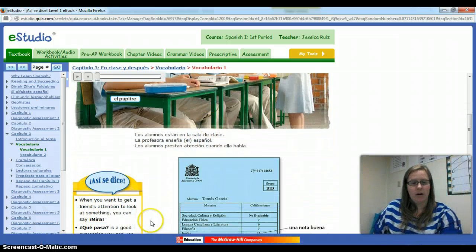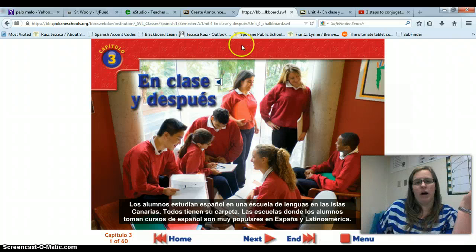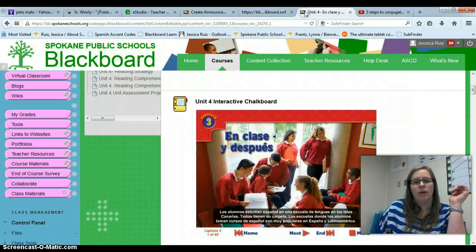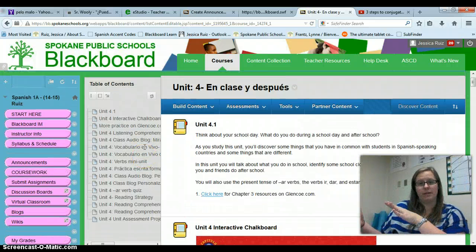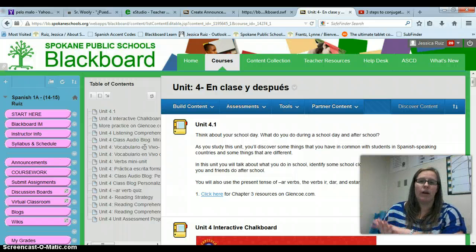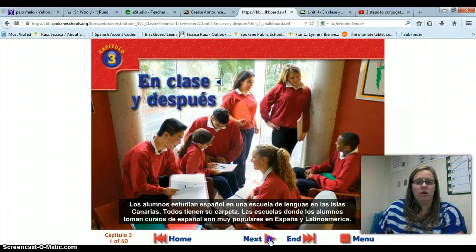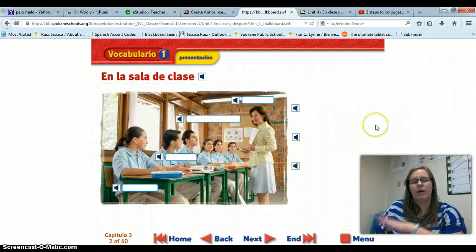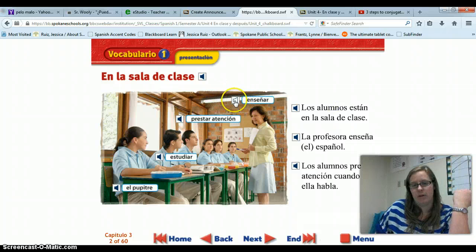The other place that's really awesome to identify the vocab is in your virtual chalkboard. So if you go into coursework now, remember that chapter 3 is unit 4 because the first unit that we did was on preliminary lessons. It doesn't have a chapter name. So if you go into unit 4 and click on your interactive chalkboard, it will pull it up like this. So I'm going to go to the next slide. Now here's the thing that some students get caught up on. You have to click on the slide for things to drop in. And then if you want to hear the pronunciation, you do the same thing. Enseñar. It's the same thing. You'll notice it's the same voice, okay?